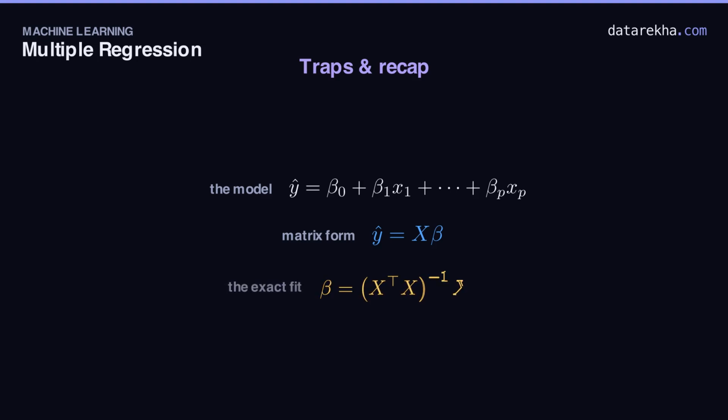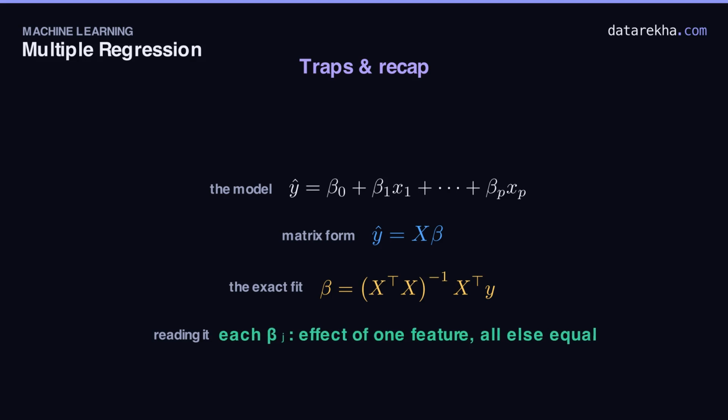Solve it in one shot with the normal equations. Beta equals X transpose X inverse, X transpose y, the exact least squares plane or hyperplane, and read each coefficient as one feature's effect, holding the rest fixed. Mind collinearity. Use adjusted R squared, and you can fit and interpret a model in any number of dimensions.